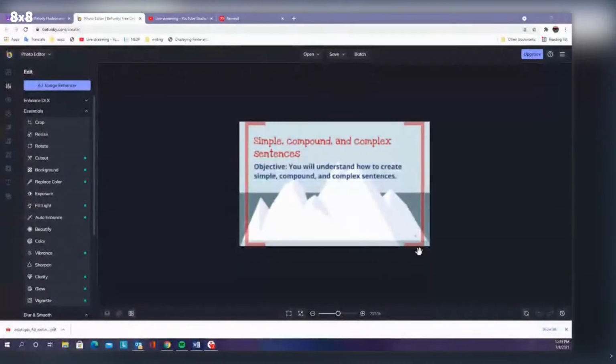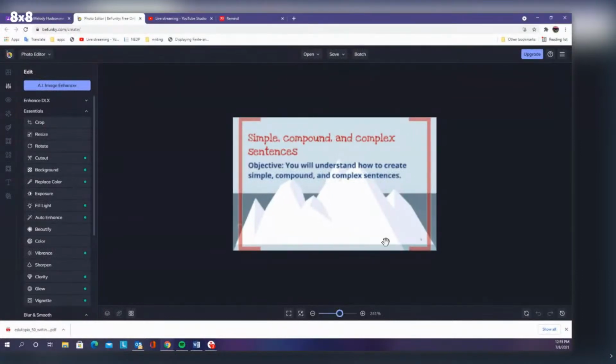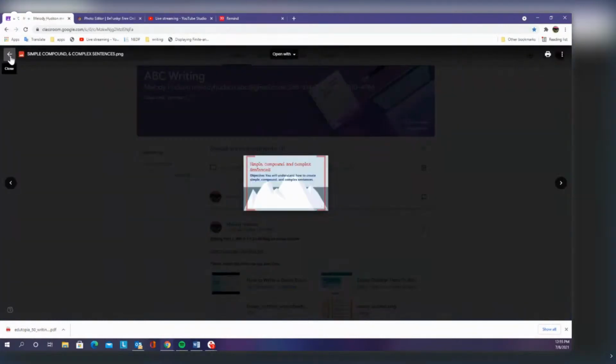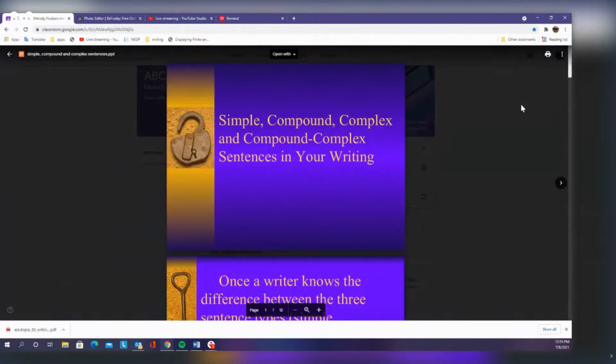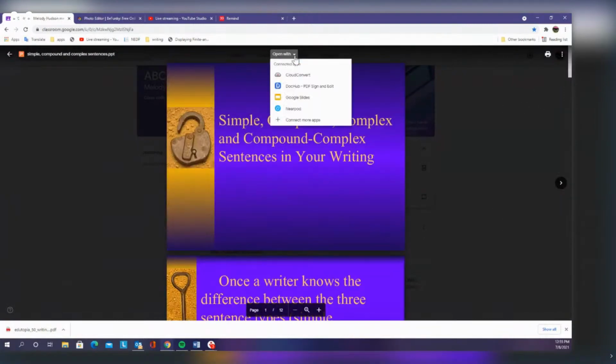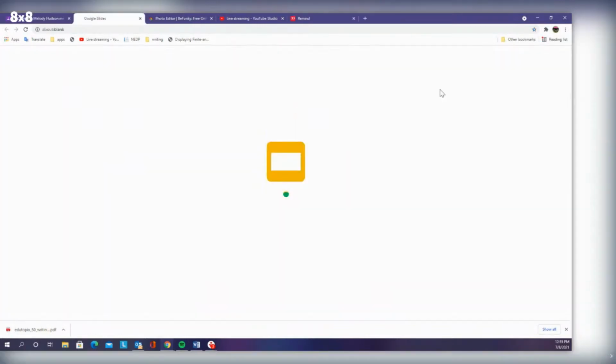So, let's move on to part two, where we are going to talk about, let me share the screen with you. There we go. We are talking about simple, compound, and complex sentences. So you are going to understand how to create these types of sentences. So let us take a look. Google Slides. Beautiful.